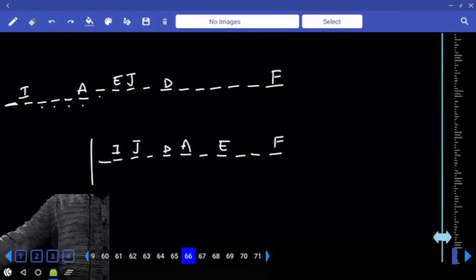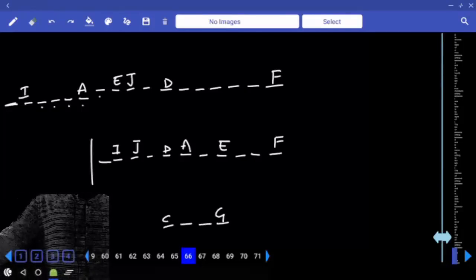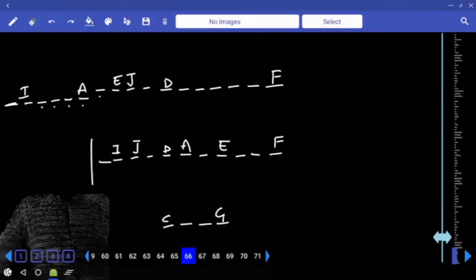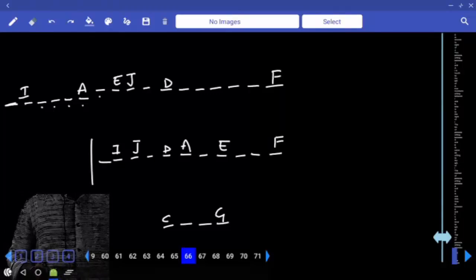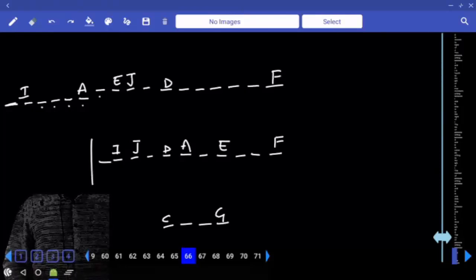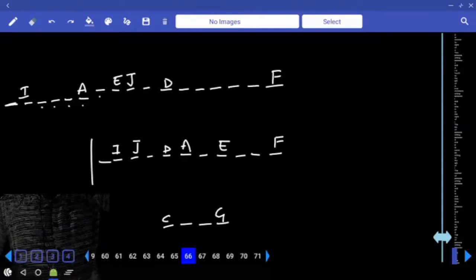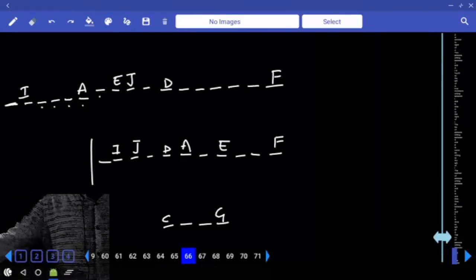C sits third to the left of G. The number of persons between C and H is 1 more than the number of persons between C and G. How many between C and G here? And how many between C and H? 3. Because the number of persons between C and H is 1 more than C and G. C and G 2. So C and H how many? 3.